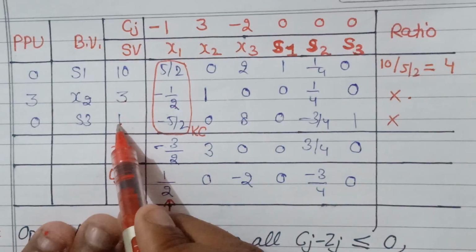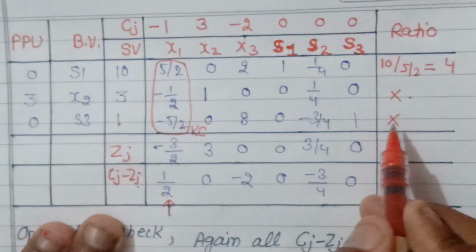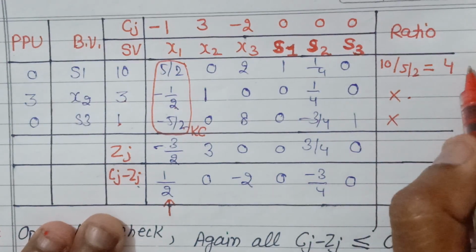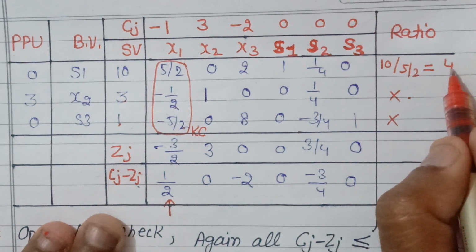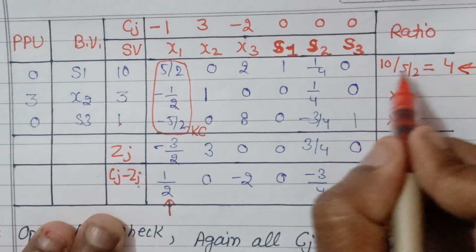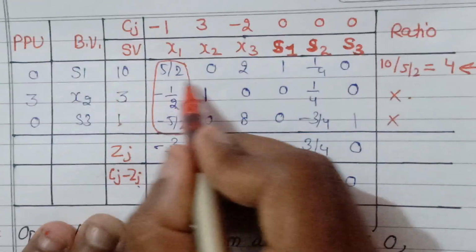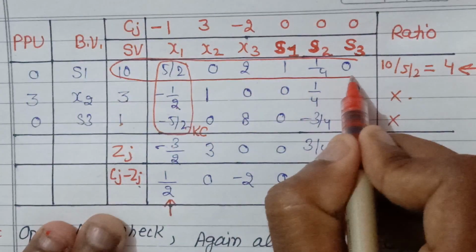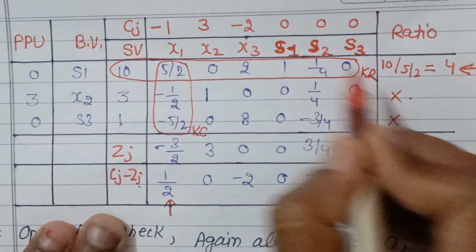Again, if you divide this 1 by minus 5 by 2, the value will be negative, and we don't have to consider negative values here. So here we have only one positive value, that is 4. So this will be selected, and the corresponding row will be the key row. Let us mark this row as the key row in simplex table 2.